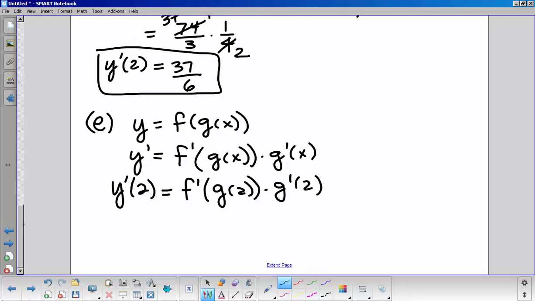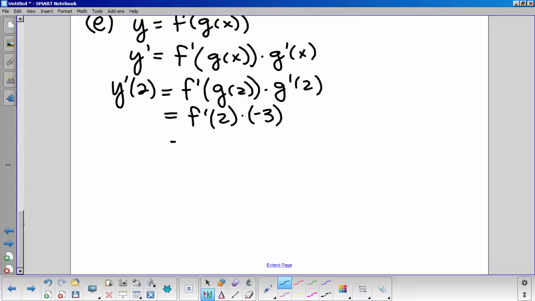So y prime of 2 is f prime of g of 2 times g prime of 2. Well, what is g of 2? It's 2. So we want f prime of 2 times g prime of 2, which is negative 3. Now what is f prime of 2? 8. 8 times negative 3 is negative 24. Was it 2?